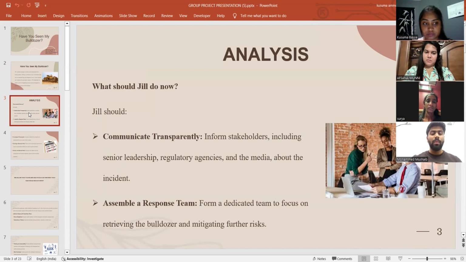Next point, assemble a response team. Form a dedicated team to focus on retrieving the bulldozer and mitigating further risk. These teams should include experts in soil mechanics, environmental science, and project management.